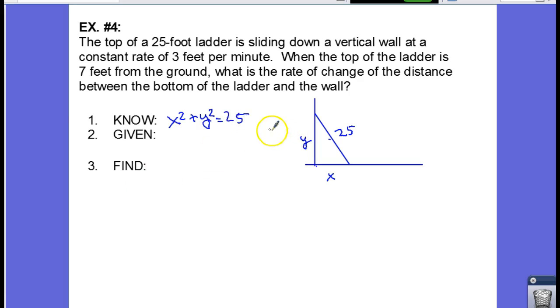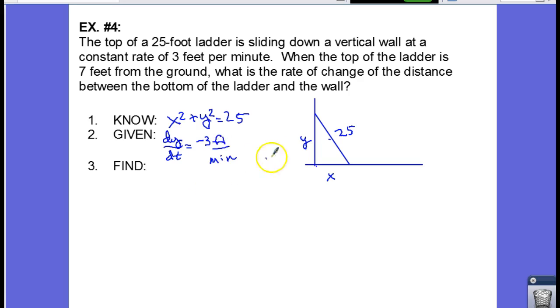Now they've also given us some information. They tell us that the ladder is sliding down a vertical wall at a constant rate of 3 feet per minute. So that is a change in the vertical height, and so that is going to be a dy/dt. Let me label that dy/dt. And notice that it is sliding down the wall, and so that corresponds to a negative change. So negative 3 feet per minute.